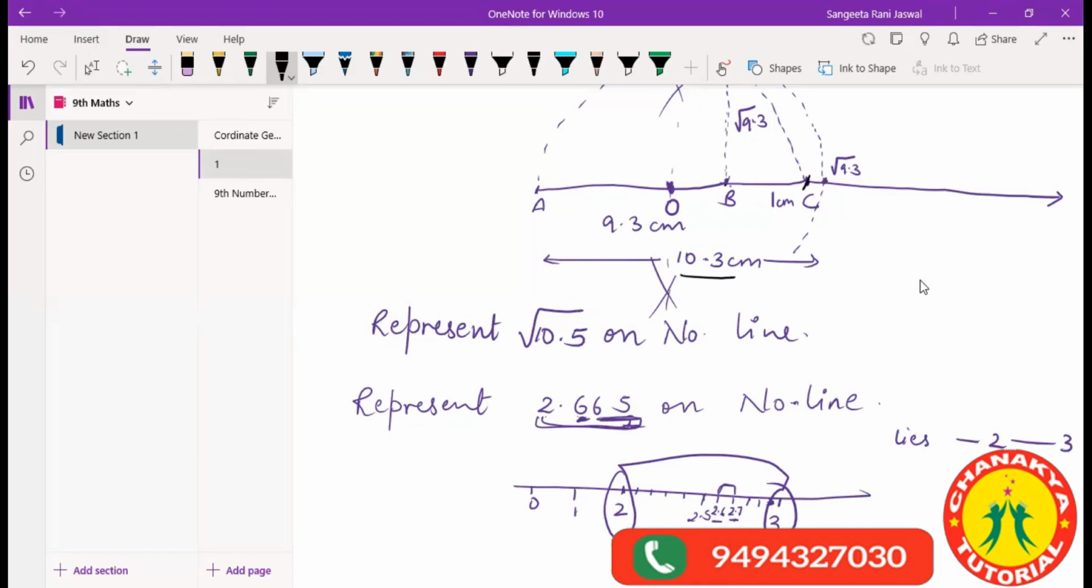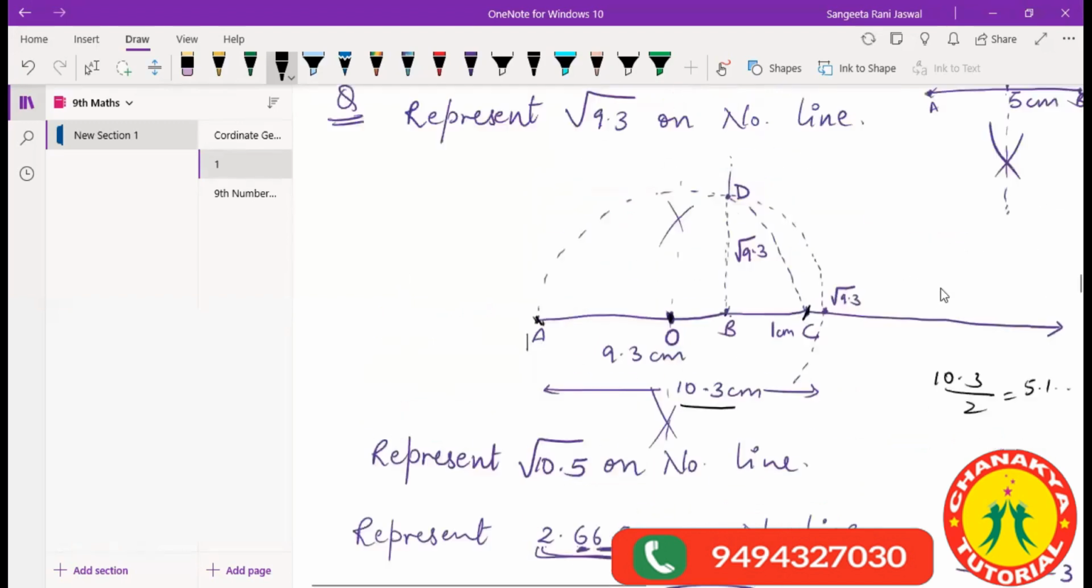Now you take the midpoint of 10.3. Between A and C, this is your complete length. Now you take the midpoint of AC. So what will the midpoint of AC be? Divide 10.3 by 2. What will you get? 5.1 something. Okay, right? So take a midpoint at 5.1. Got it? Now O to A becomes your radius. Keep your compass pointer at O and your pencil at A and make a semicircle. Okay, as you have done here.